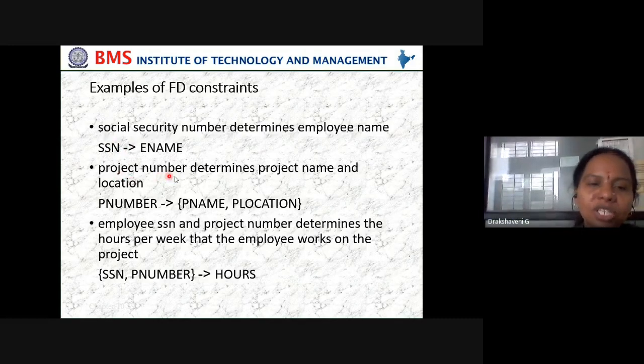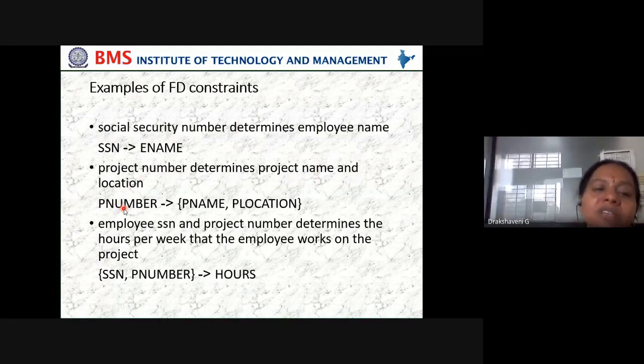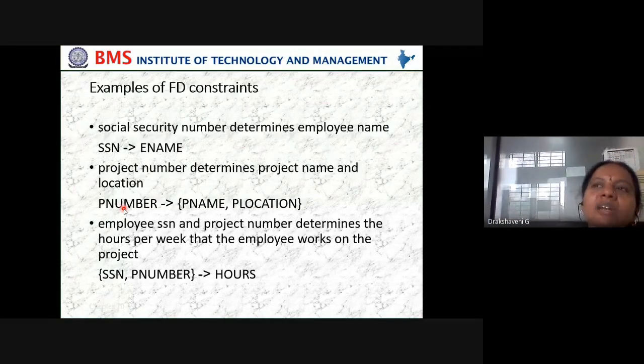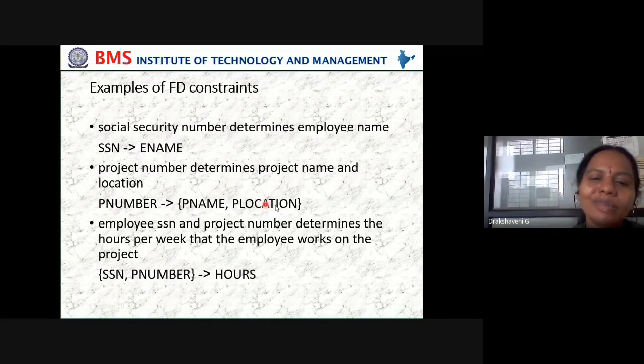The same way, project number determines project name and location. Suppose if I know the project number, which means if I know the MCA department, suppose the MCA department number is 3. So if I know 3, I can say where the MCA department is and which floor it is on. We'll say that it is on the second floor, BSN block. That's what we can fetch. The project number determines project name and location.